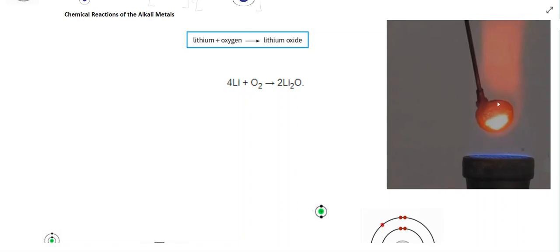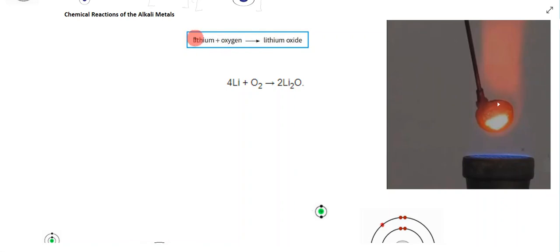Okay, so what I want to move on to is looking at again the reaction of the alkali metals with oxygen, like how do they react with oxygen. So again, we'll just stick with lithium. Lithium is one of the alkali metals. If we have a look here, this shows a basic reaction in relation to lithium. So we have lithium plus oxygen will give us lithium oxide.